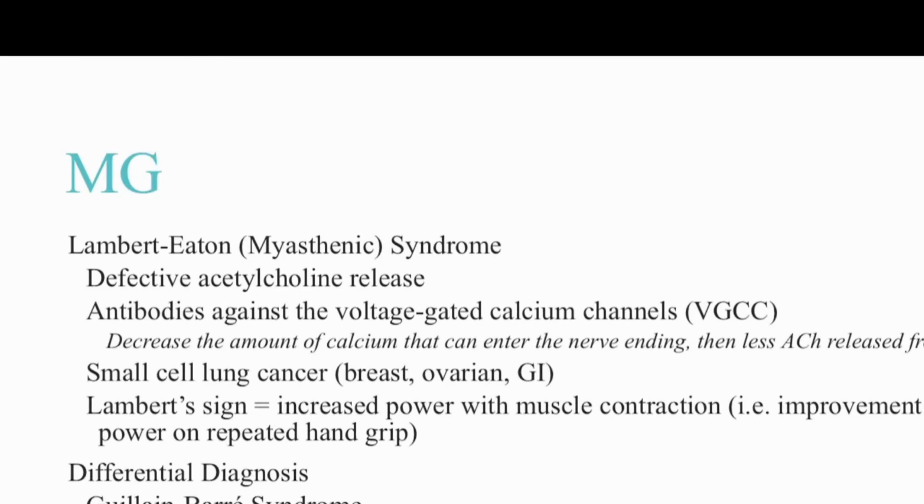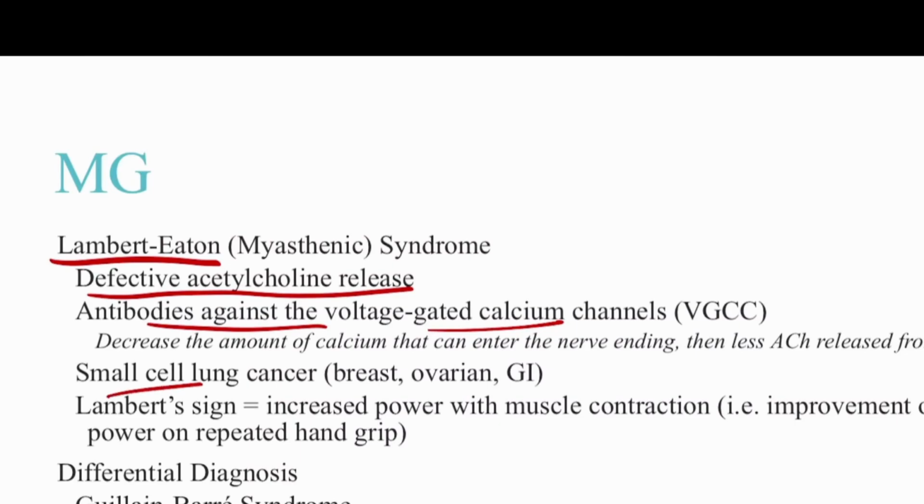There's another one called Lambert-Eaton myasthenic syndrome. These are defective acetylcholine release, so it can't be released from the presynaptic membrane. Things that can cause this: antibodies against the calcium channels, small cell lung cancer. Lambert sign is important to know: increased power with muscle contraction, and improvement on repeated hand grip strength.